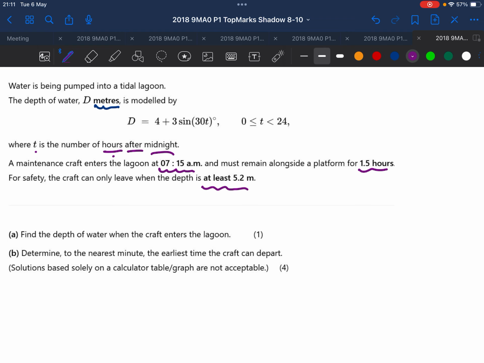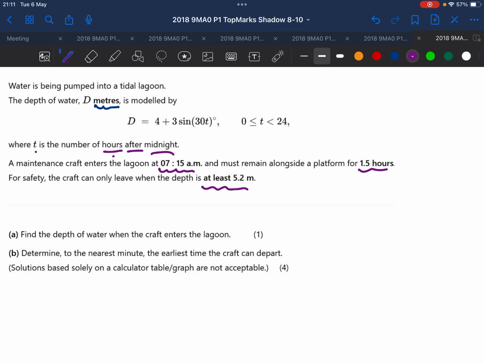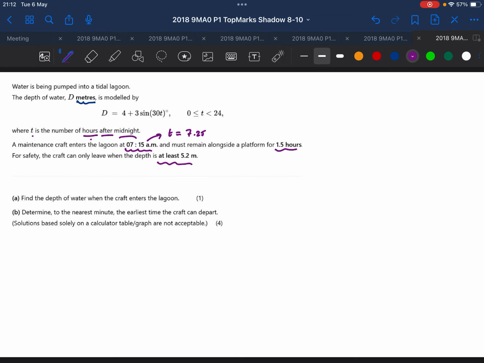In fact, if we do the first one, find the depth of water when the craft enters the lagoon. t is not just equal to 0 in this case, so we can't be too lazy with it. We've got to read. It says it enters the lagoon at 7:15. Well, 7:15 means that t should equal what? It must be 7.25.